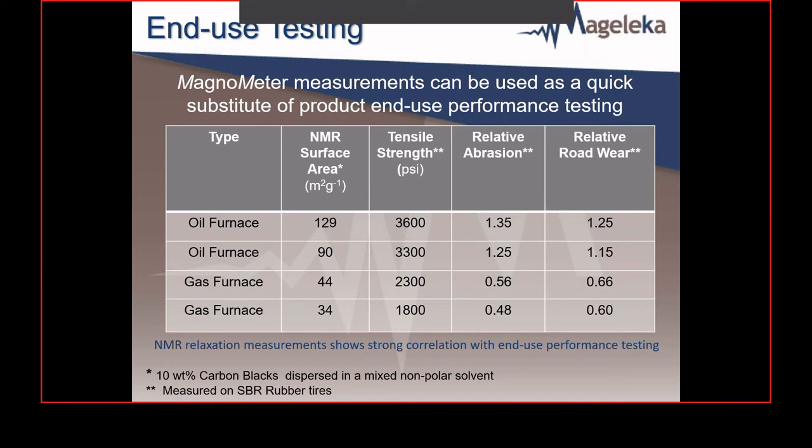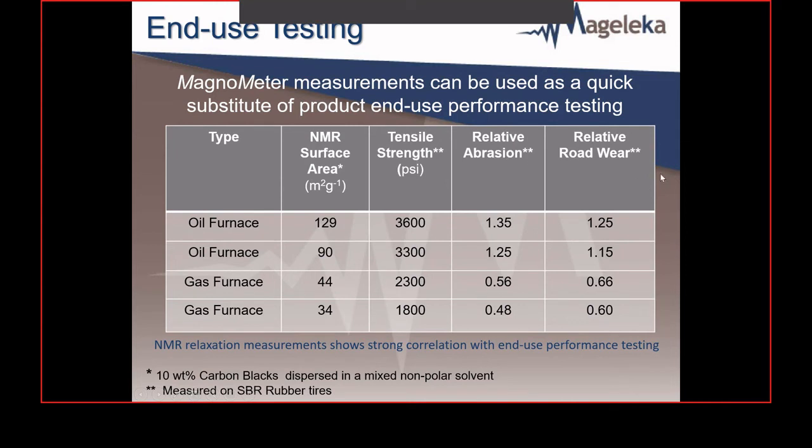And to test this hypothesis, I obtained 4 samples of carbon black from a major tire manufacturer, 2 oil furnace blacks and 2 gas furnace. The relaxation times were measured at 10% in a mixed solvent system, and I measured them directly on the sample, and then I compared the surface area measurements with the actual measurements of tensile strength, relative abrasion, and road wear on the tires themselves.